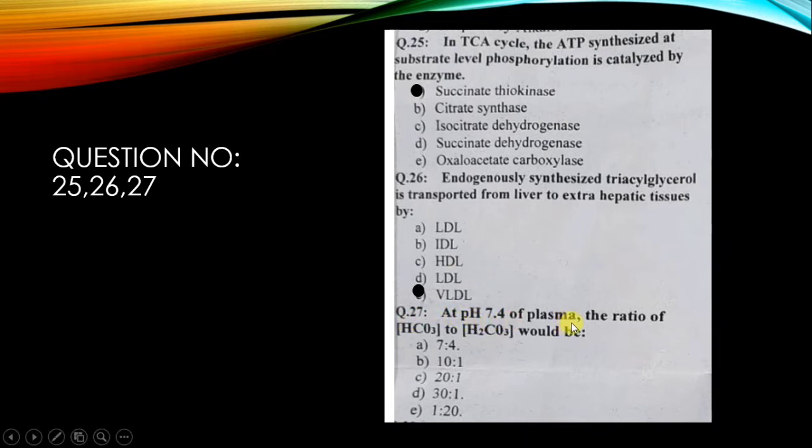Question 27 says at pH 7.4 of the plasma, the ratio of bicarbonate ion to carbonic acid would be: 7:4, 10:1, 20:1, 30:1, or 1:20. So this ratio is 20:1.